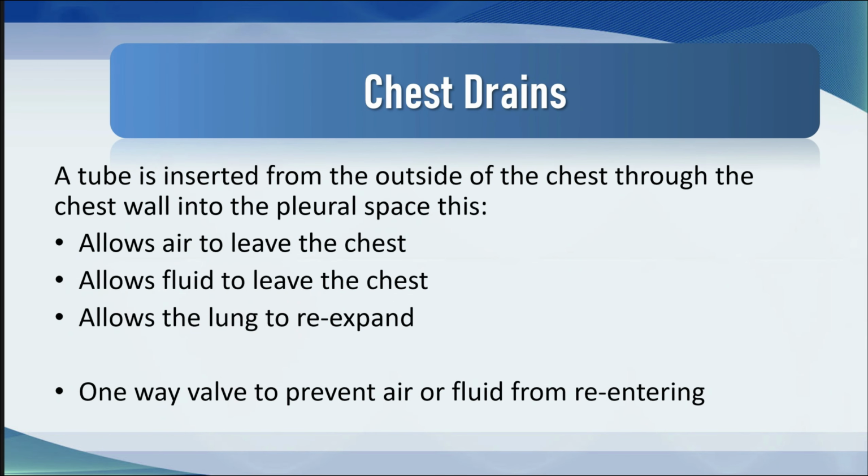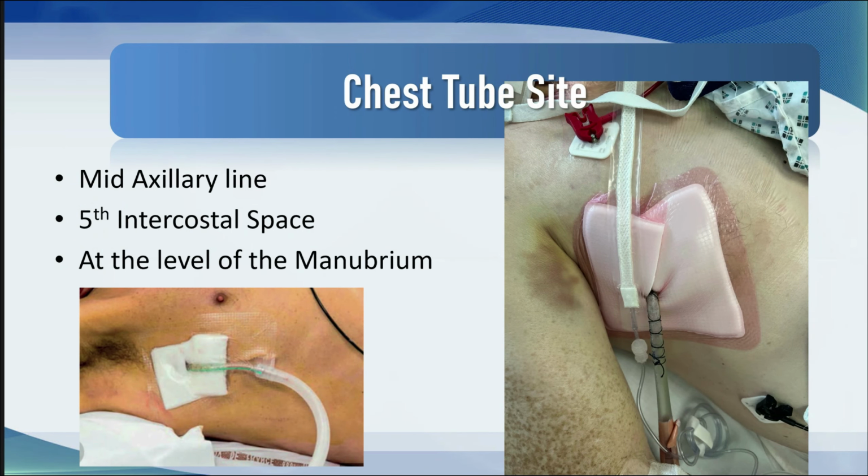A chest drain is a tube inserted from the outside of the chest through the chest wall into the pleural space. This allows air to leave the chest, it allows fluid to leave the chest, and allows the lungs to re-expand. To achieve this, there needs to be a one-way valve that prevents air or fluid from re-entering. These days, chest tubes are usually placed in the mid-axillary line in the fifth intercostal space at the level of the manubrium.